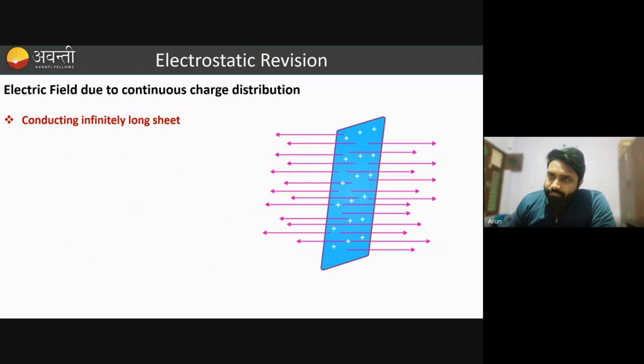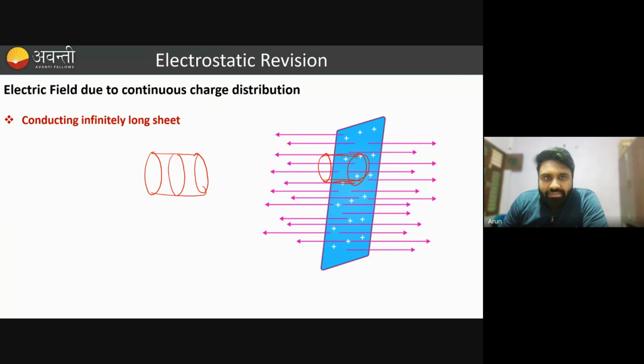For the sheet, we are going to follow the same procedure. We will take a Gaussian pillbox, or you can say a cylinder with a short length. Then again, there are 3 areas in contact. This is the Gaussian cylinder that we have selected, and that is a portion of this sheet which comes inside it.